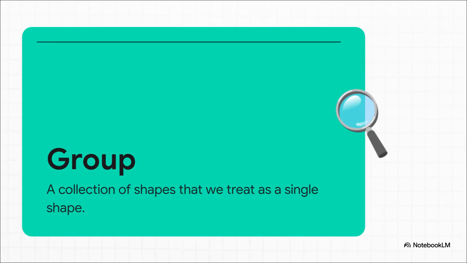Enter the hero of our story, the group. A group is, well, it's pretty much what it sounds like. It's a collection of shapes that you can treat as one single thing. The best way to think about it is on your computer's desktop. You don't drag 10 different files one by one, right? No way. You just click and drag to select them all and then move the whole batch at once. That's exactly what a group lets us do in our code.